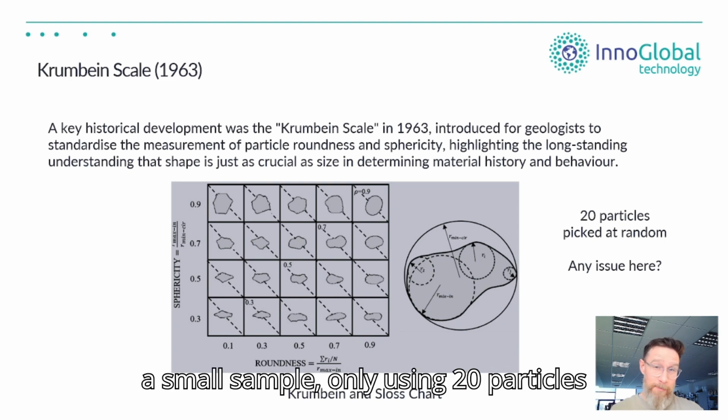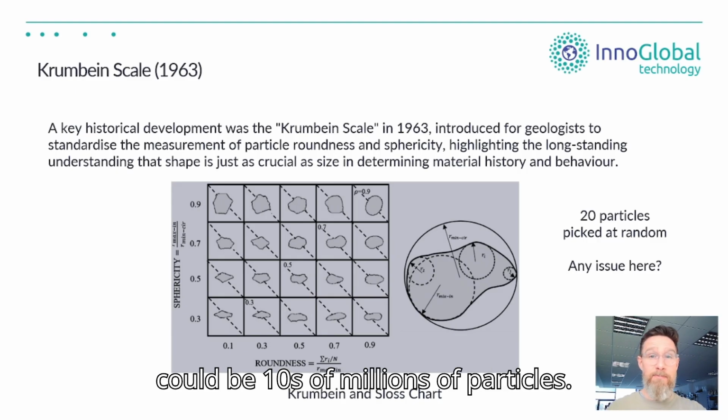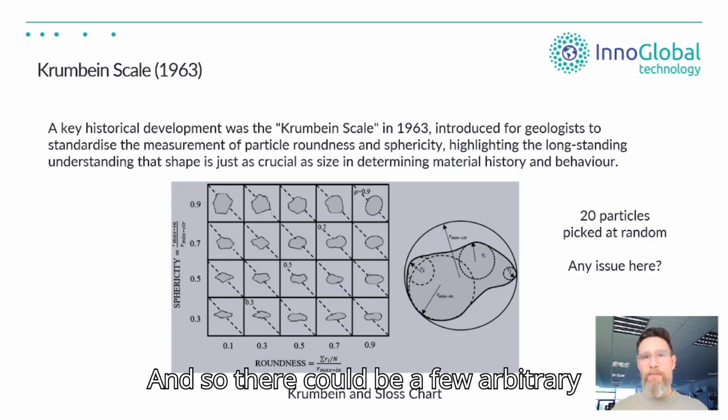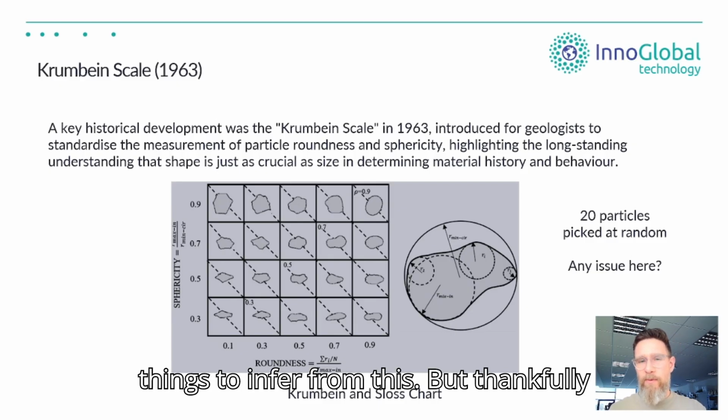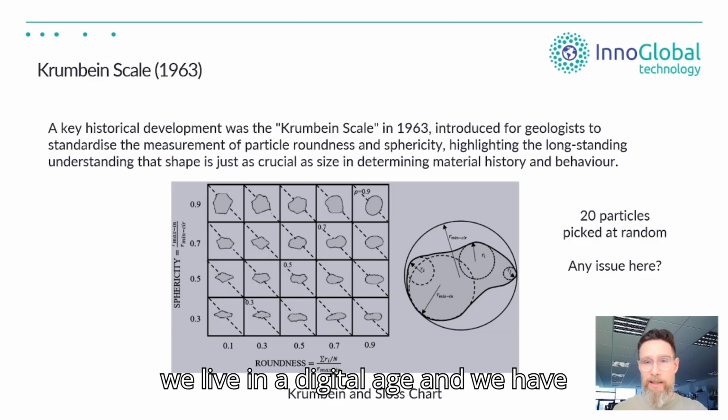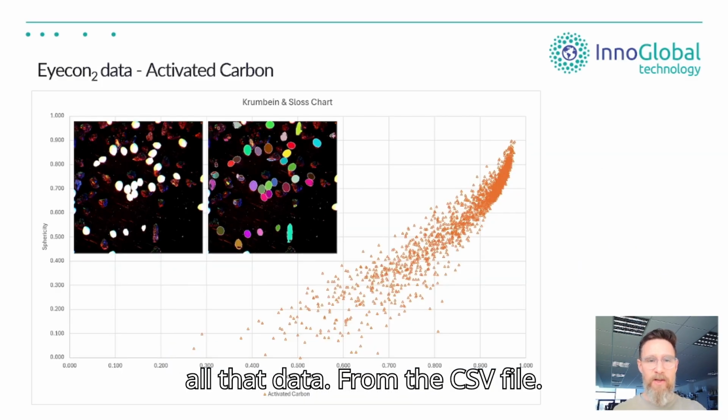It's quite a small sample, only using 20 particles out of whatever size population it could be, tens of billions of particles. So there could be a few arbitrary things to infer from this. But thankfully we live in a digital age and we have all that data from the CSV file.